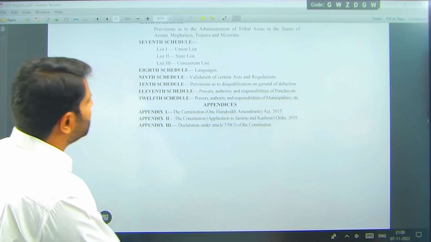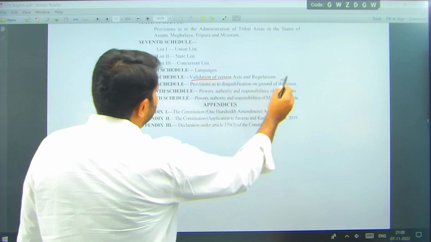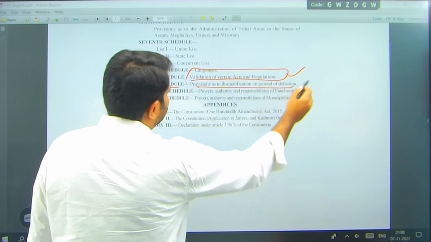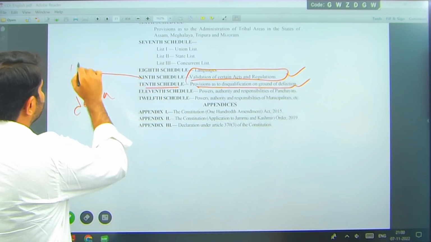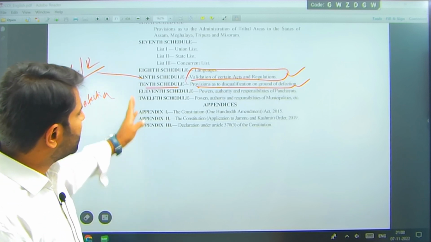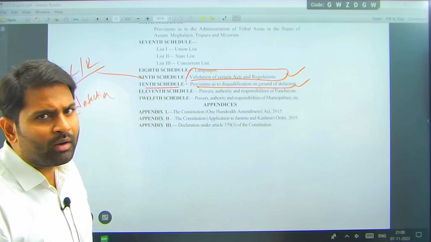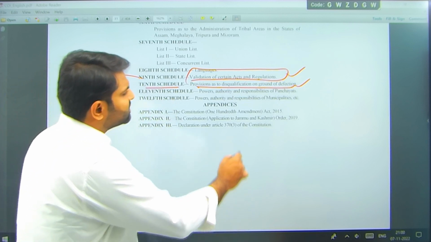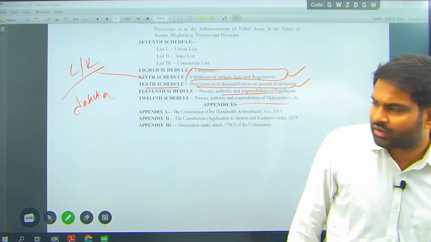Then comes the ninth schedule. Ninth schedule is about validation of certain acts and regulations, right? Then the 10th schedule comes, which is defection. For the 9th schedule you can simply remember land reforms. The 10th schedule is all about defection. The 11th schedule talks about panchayats, and the 12th schedule talks about municipalities, their powers, authority and responsibilities. I'll try to repeat once again.